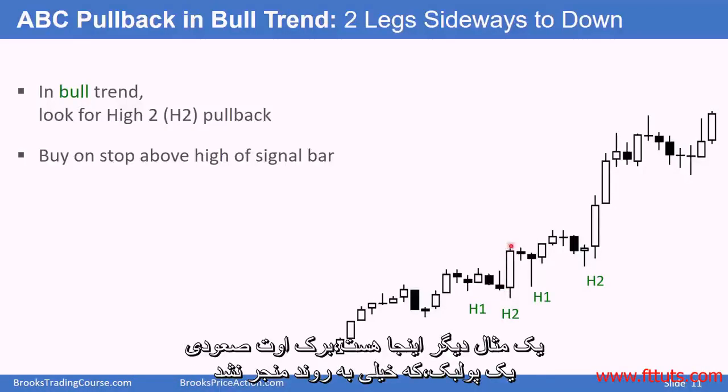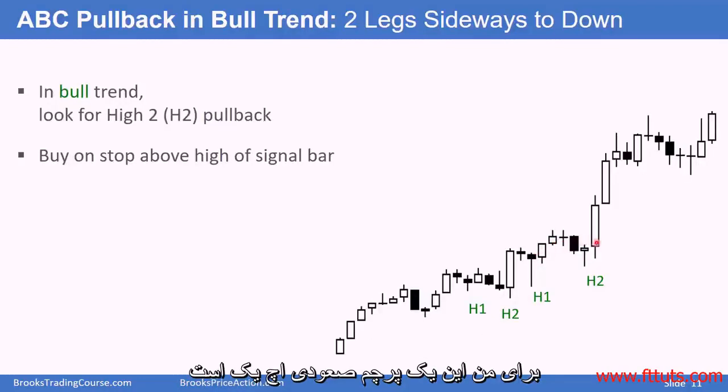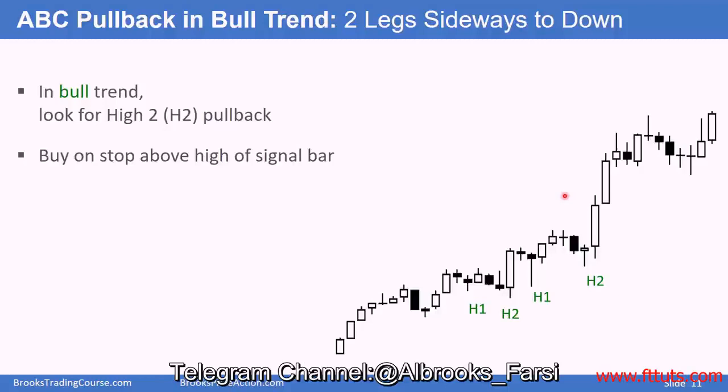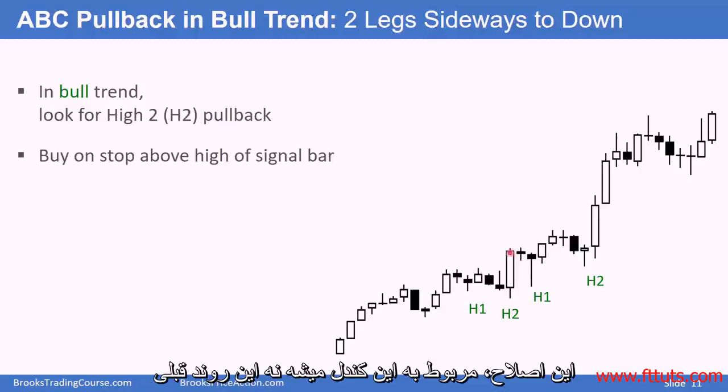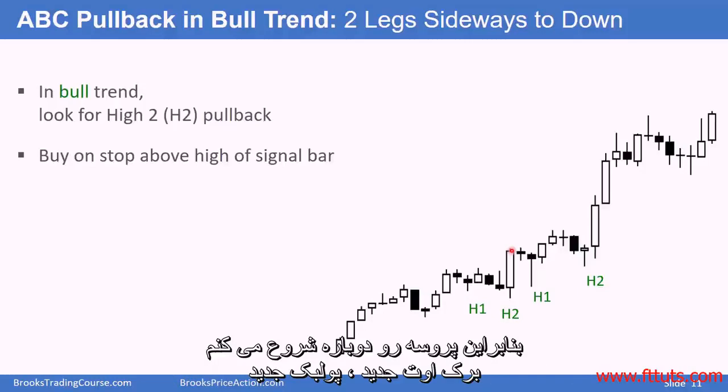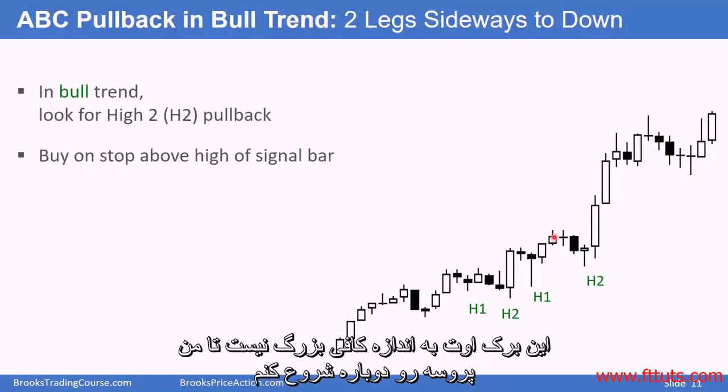Here's another example. Bull breakout, a pullback, did not lead to much of a trend. To me, this is a high 1 bull flag. I would refer to this as a high 2 bull flag. If this breakout were bigger, I would restart the count. For example, here we have a pretty big bull breakout. This correction has to do with this bar, not with this prior trend. So I'm starting the process over again. New breakout, new pullback. This breakout is not big enough for me to start the process over again.